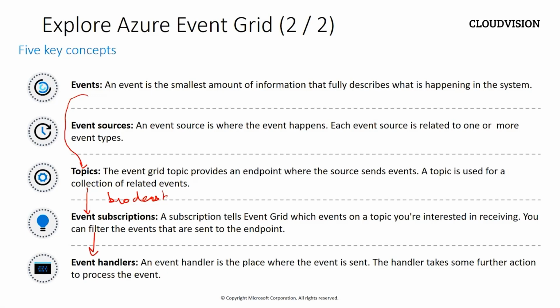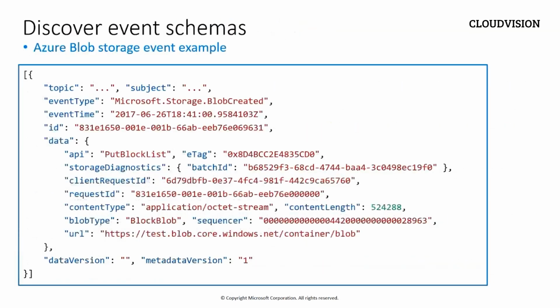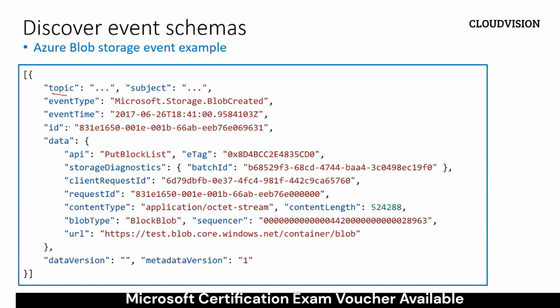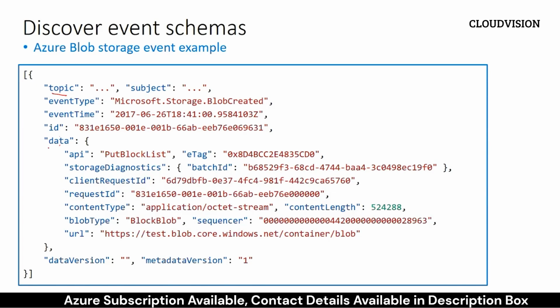Now, when we want to work with this, you need to understand the schema of the message that is sent from the event source to the topic. So every message that is sent from the event source to the topic has the ARN of the topic, subject, event type, event time, ID, and the data version and metadata. But the data part, what will be in the data, depends upon the source.